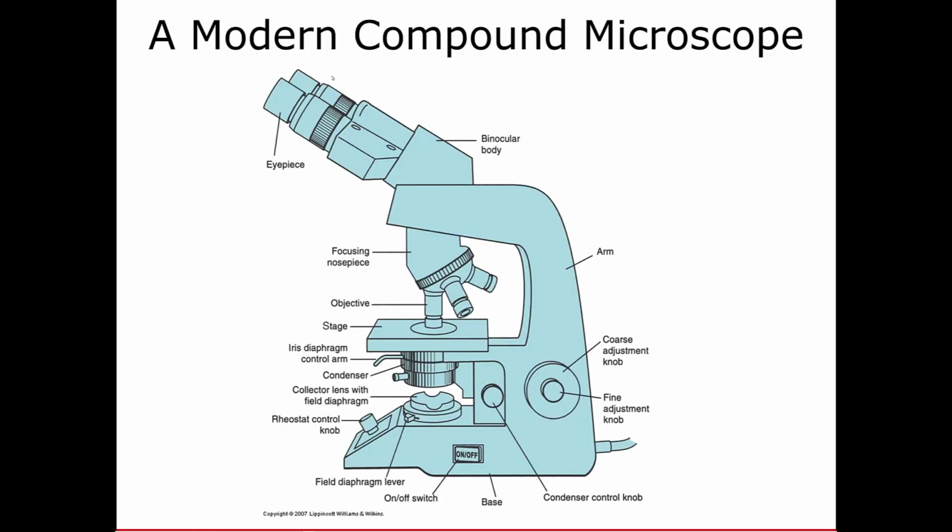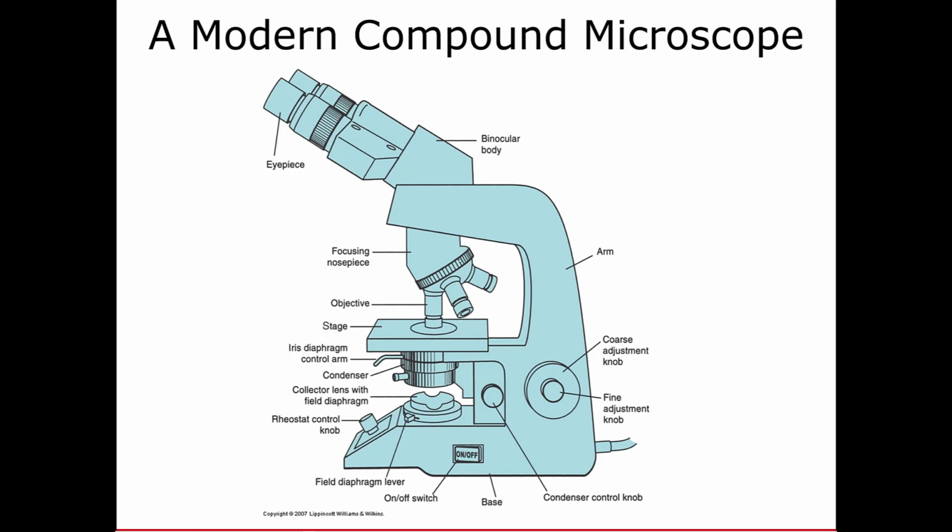So again, eyepiece up here, you can adjust this to correct for any changes that you may have for your glasses and things. There's the binocular body that holds it. Some of them spin around so you can have lab partners look at it without moving the scope. You don't want to move a scope very much because vibrations and things can loosen and have an effect.